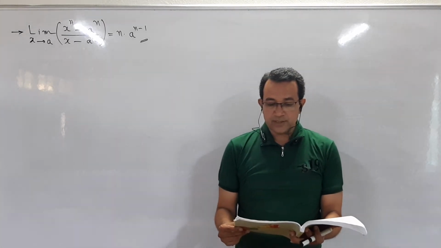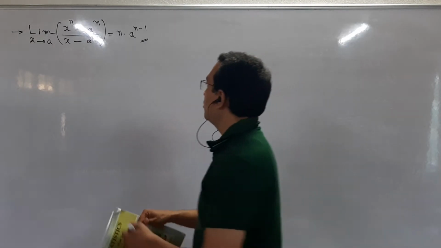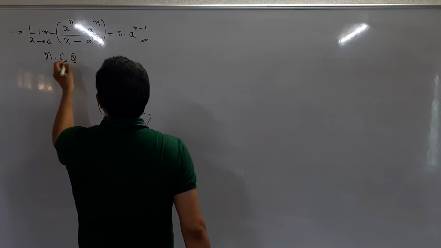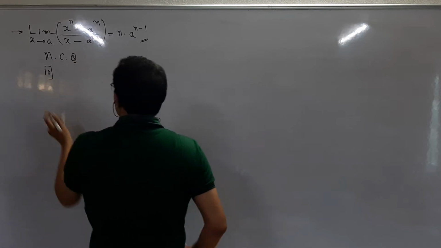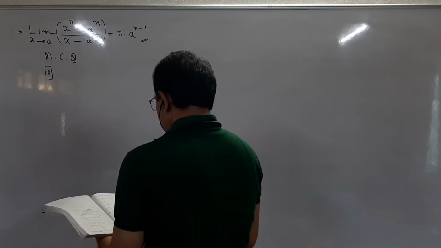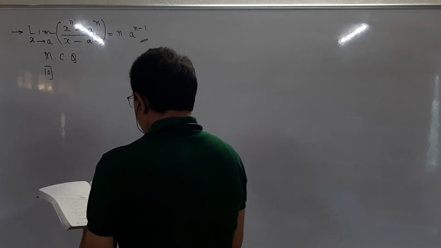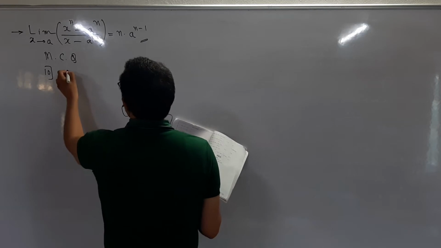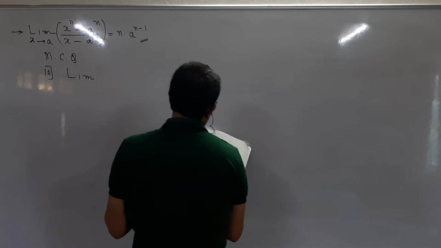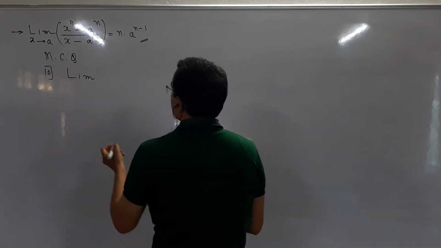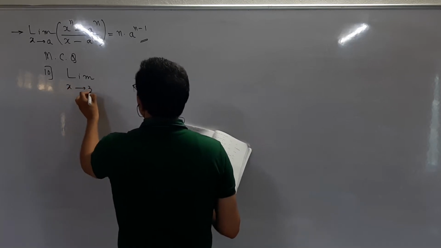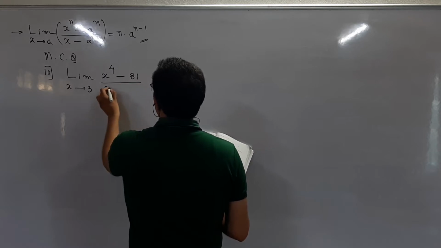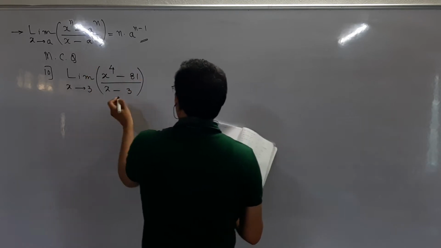I am starting with MCQ 10. Now all of you please pay attention. Now we are going to finish off one section. So I am doing questions 10, 11 and 12 of section A. What is the value of limit x tends to 3, x raised to 4 minus 81 upon x minus 3.